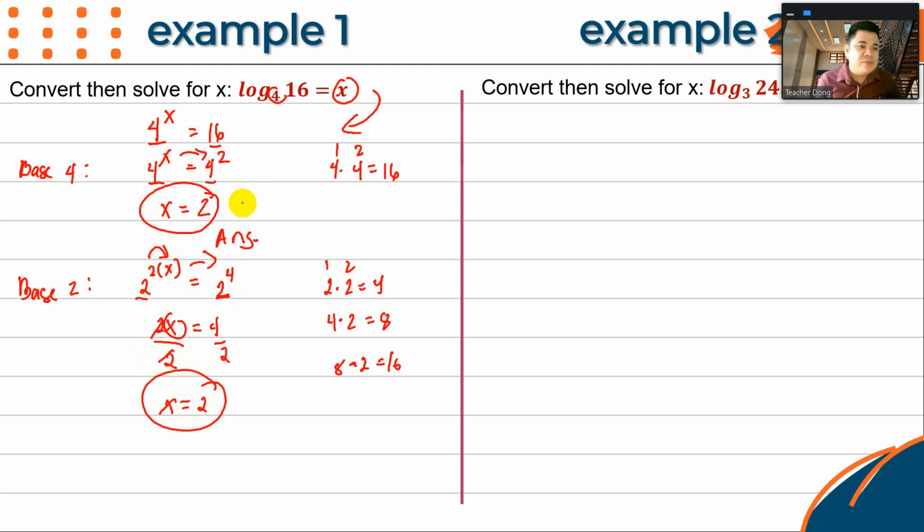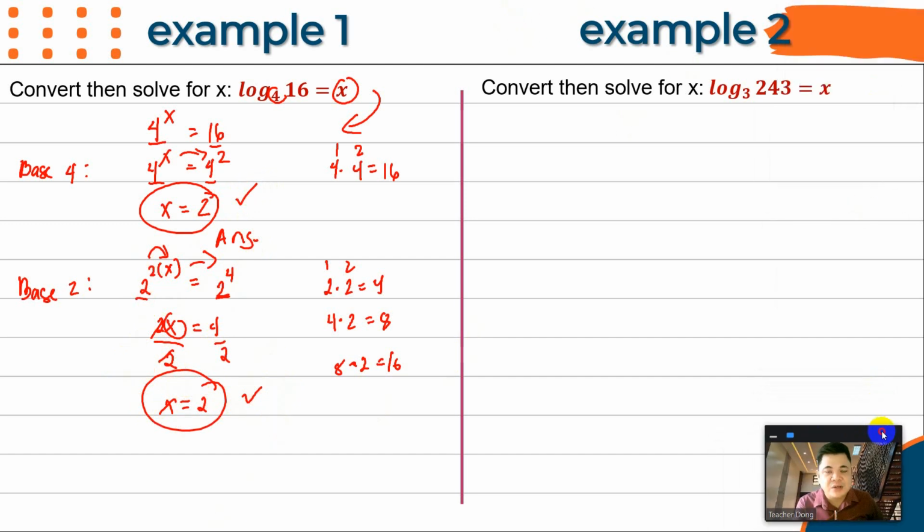Okay? So whatever base that you will use, you have to make sure that you will have the same value of x. Okay? And then next, let's have the example number 2. Convert then solve for x. Logarithm of 243 base 3 equals x. So how are we going to do this one?